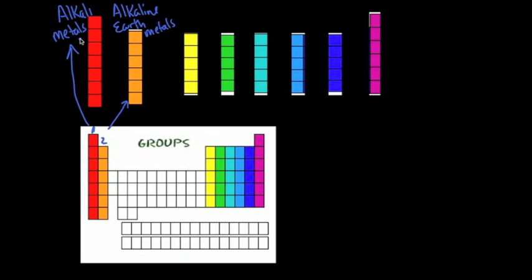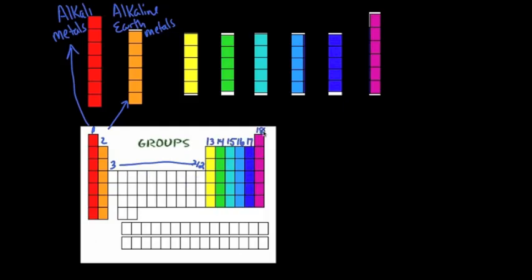You may notice that these two words are very similar, alkali and alkaline. One of the ways that helps me remember that alkaline is the second group and alkali is the first group is that alkaline is a larger word than alkali and 2 is a larger number than 1. We're not going to get too much into groups 3 through 12, which we call the transition metals, this year. But you should know that they are metals and they do exist.